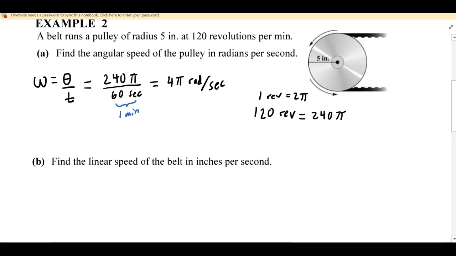Find the linear speed. So how do we find the linear speed? What do you think? S over T, or R theta over T, or, let's see, 3 choices. V is S over T, V is R theta over T, or V equals R omega.